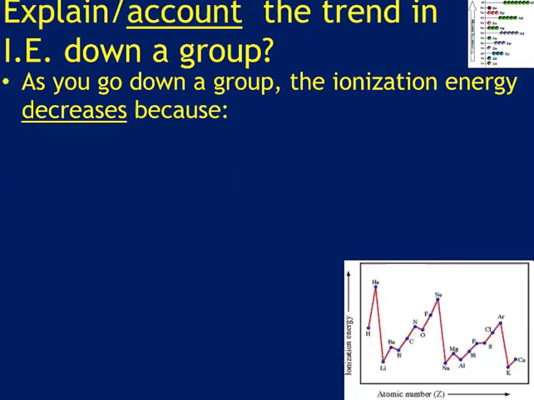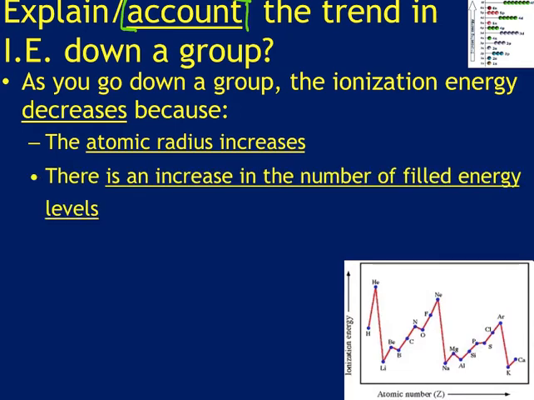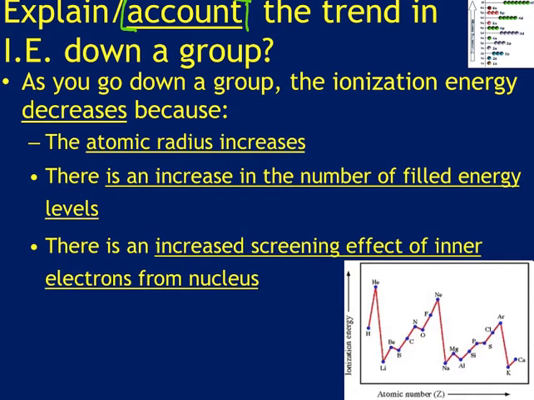So then we have to be able to explain or account. Again, I've put this in, it's not in your book, but maybe you want to put it in so you recognize the word. So as you go down a group, the ionization energy decreases because, and now we're into saying three things about atomic radius. Firstly, our atomic radius increases as you go down a group, and the reason for that increase is because there's an increase in the number of filled energy levels, and there is an increase in the screening effect. So this is our lesson 1 blurb, and now we're using it to explain the trend in ionization energy.